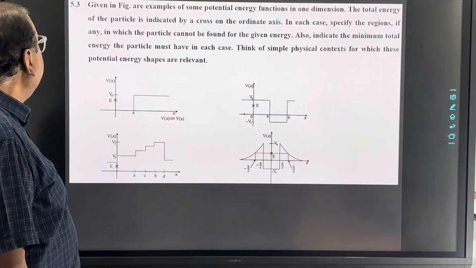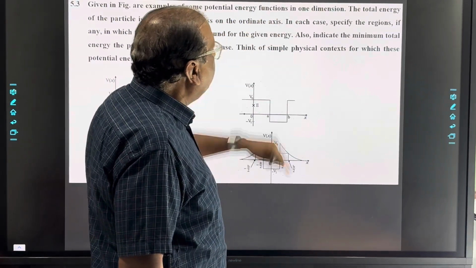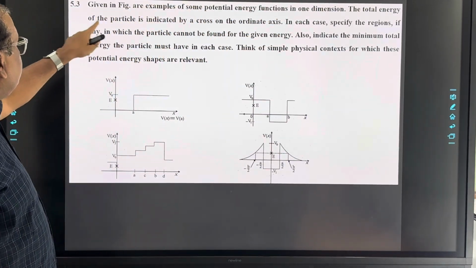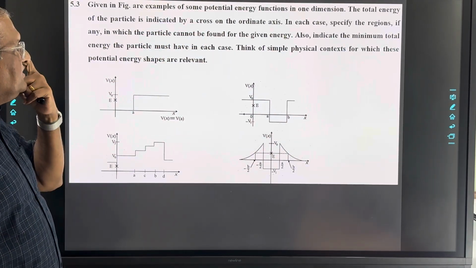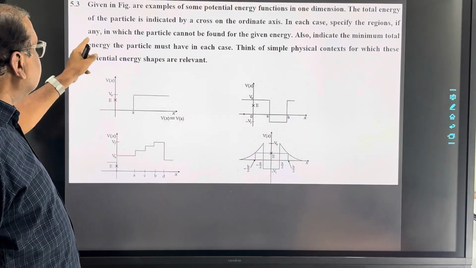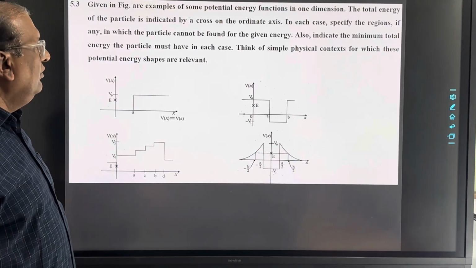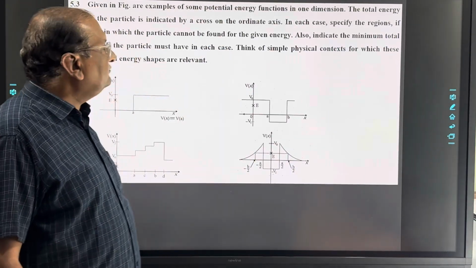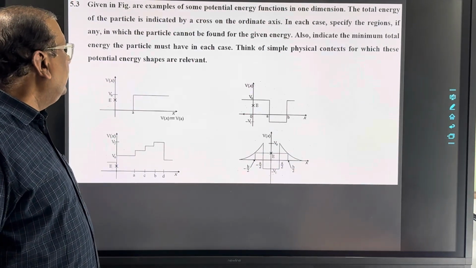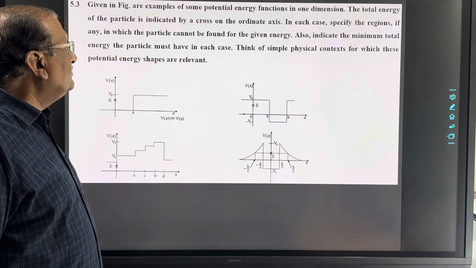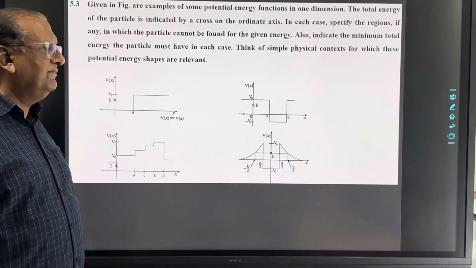Now example 5.3. Given in the figure are examples of some potential energy functions in one dimension. The total energy of the particle is indicated by a cross on the coordinate axis. In each case, specify the regions, if any, in which the particle cannot be found for the given energy. Also indicate the minimum total energy the particle must have in each case. Think of a simple physical context for which these potential energy shapes are relevant.